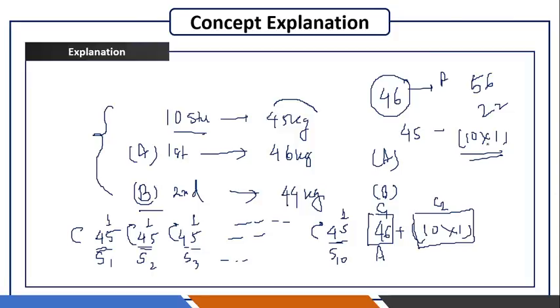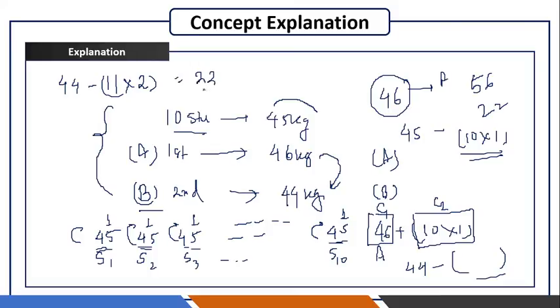Okay. Now if I have to find out B's weight, B's weight is 44 kg minus some part, because B is lowering the weight of all the people. So B has some deficit which lowers the average weight of all the people. Now in the class we have 11 students plus B. So B's weight is 44 minus the lowering part, and B is lowering the weight of how many people? 11 students, and by how much? By 2. So 44 minus 11 into 2 is going to give me the answer, that is 22.